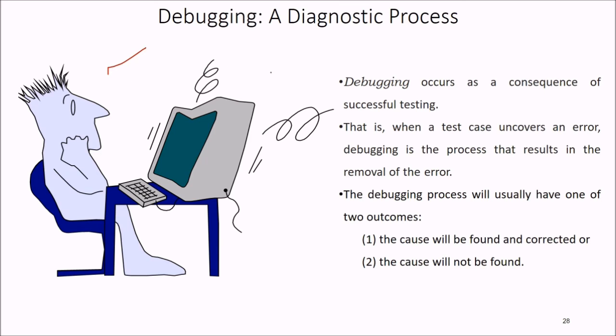Then we come to debugging, that is the diagnostic approach. Debugging follows successful testing. When a test case uncovers an error, debugging is the process that results in the removal of the error. The debugging process will usually have two outcomes: the cause will be found and corrected, or the cause will not be found.